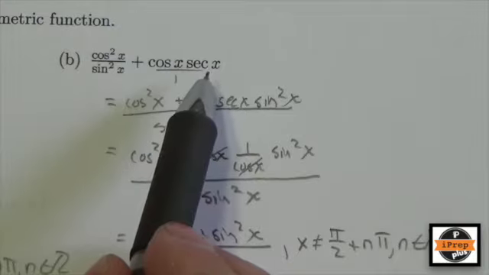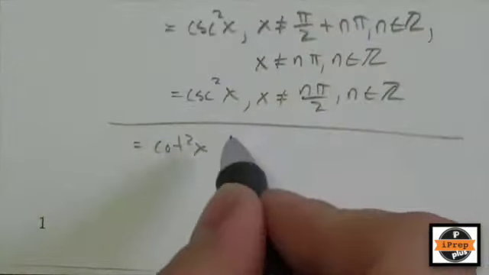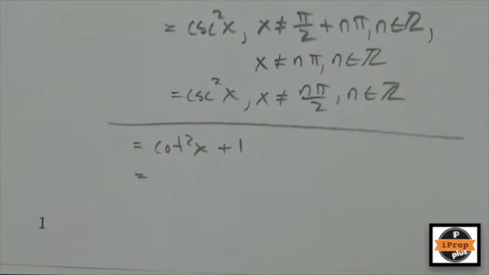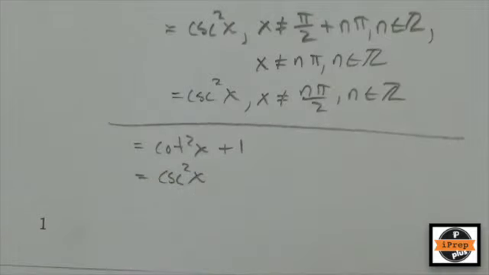Cosine of x multiplied by the secant of x. Well, secant is the reciprocal of cosine. That's always going to be 1. Okay, so this will be plus 1. And then that is a Pythagorean identity. And so you could jump immediately to the cosecant of x here.